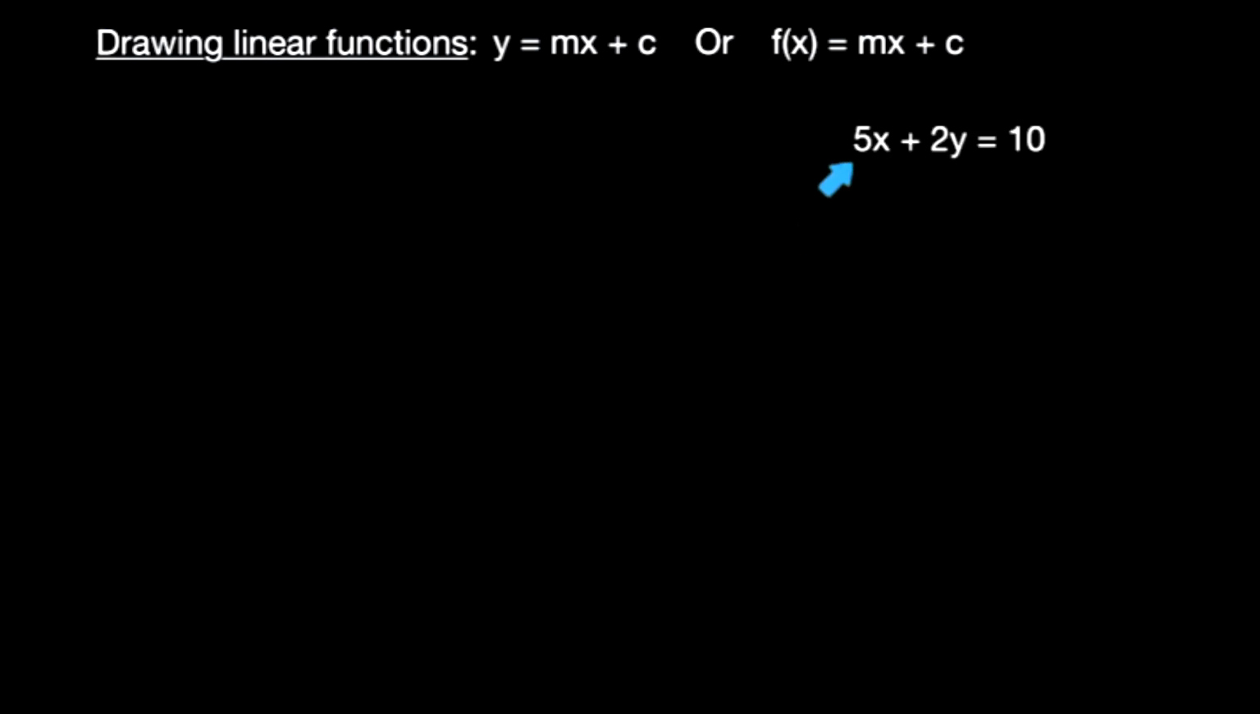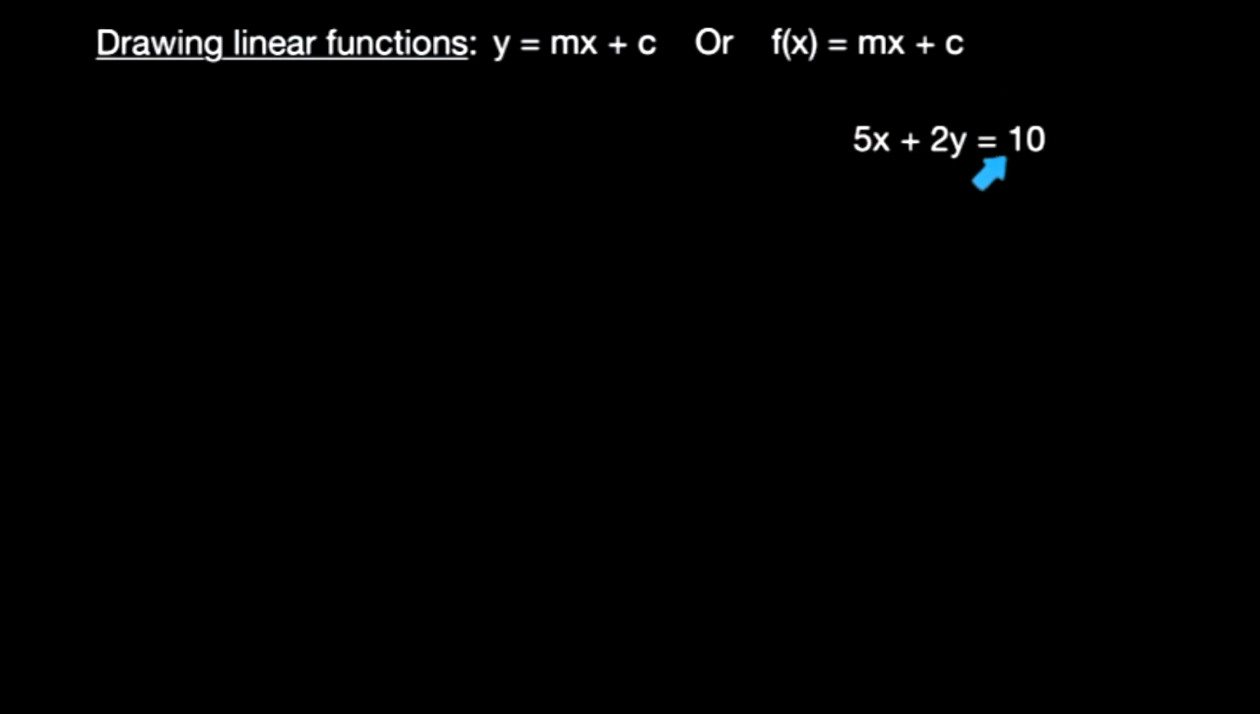Now in this example, we want to draw 5x plus 2y is equal to 10. Now the first thing that I can see is that this function is not in the form of y equals mx plus c. We can either rewrite it in the form of y equals mx plus c, but because we want to draw it, it's not necessary, because we can still see that this function is a linear function because it's x to the power of 1. We just don't know the gradient because it's not in the form of y equals mx plus c. Okay, so this is in a different form, but we still know it's a linear function.